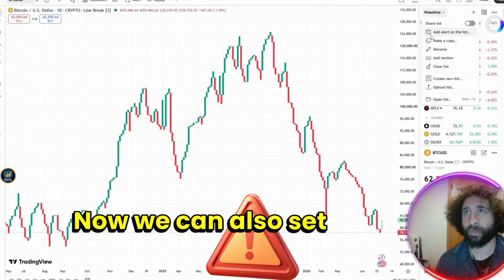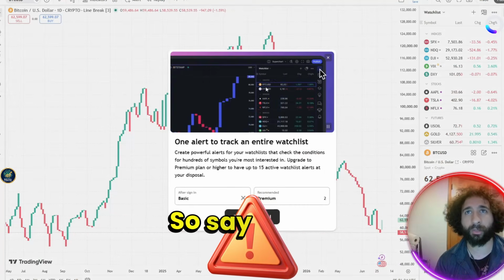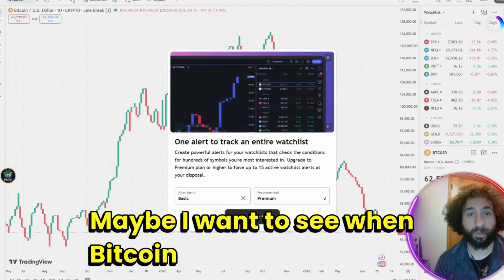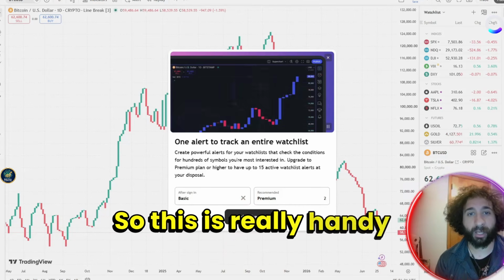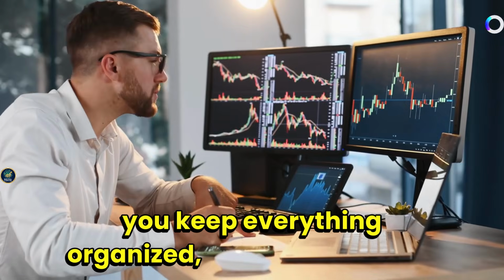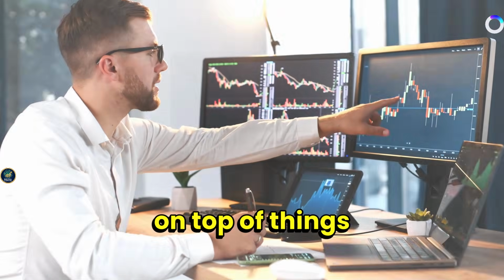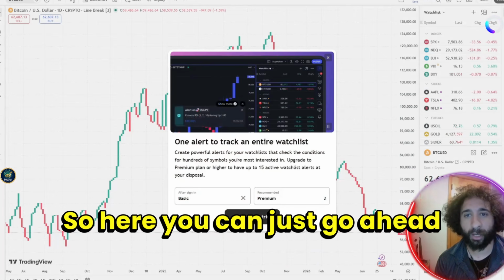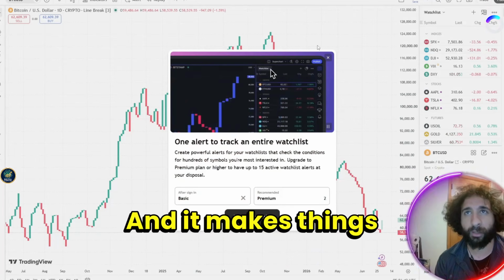Now, we can also set an alert on a watch list. So, say I want to keep an eye out and see when that alert comes through. Maybe I want to see when Bitcoin starts heading up. So this is really handy because it helps you keep everything organized, helps traders stay on top of things, because you don't want to be staring at everything all day. So here you can just go ahead and set up a watch list, and it makes things very straightforward.